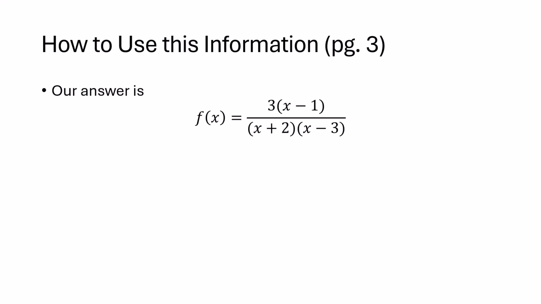So my rational function has the form 3 times x minus 1, and then all of that will be divided by the product of the factors x plus 2 and x minus 3.